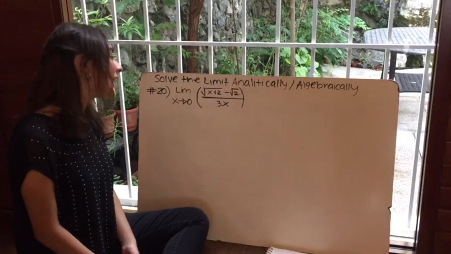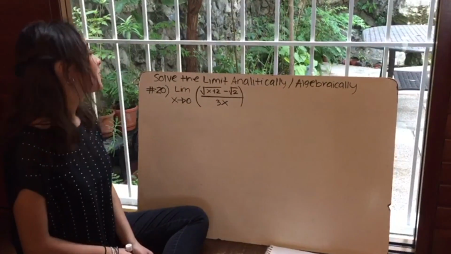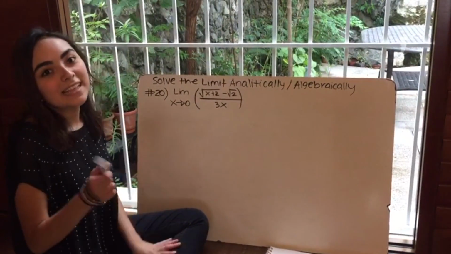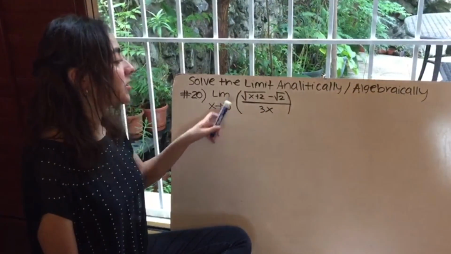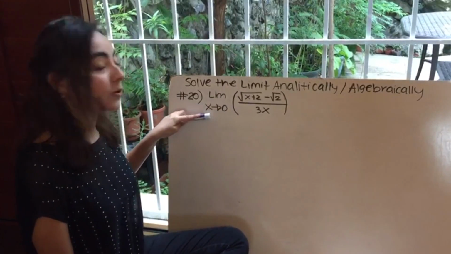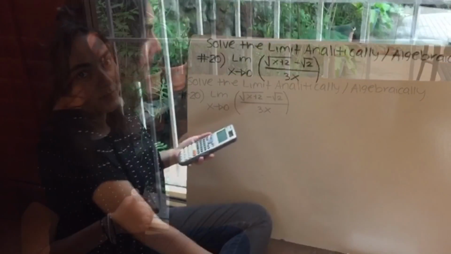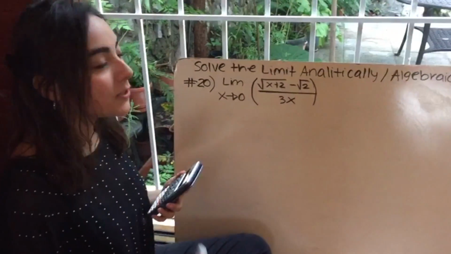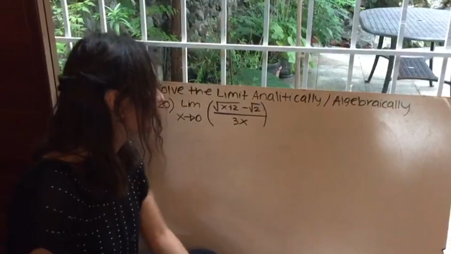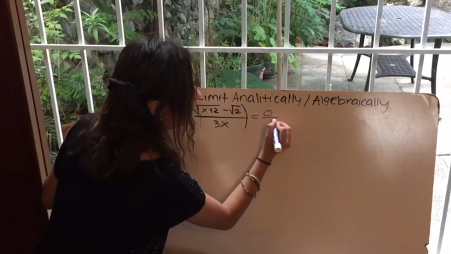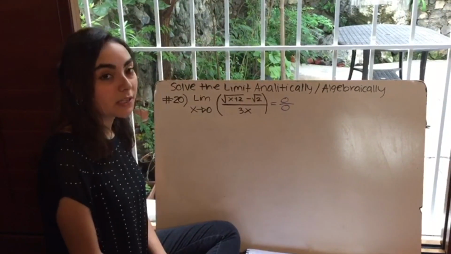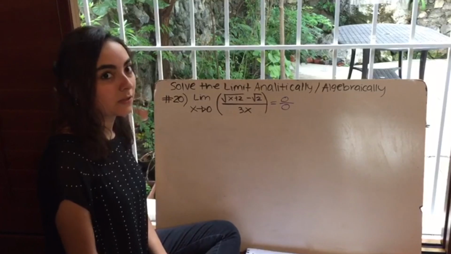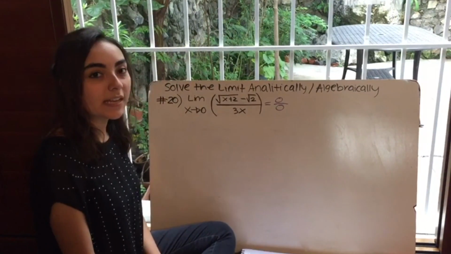Welcome! Open your lab to problem number 20 to solve the limit analytically / algebraically. In this type of problem, we need to first substitute the x with the limit that it shows here to see what it equals to. In this problem, when we substitute the x, it equals 0 over 0. When the answer is 0 over 0, you can either factor, rationalize, cancel, or substitute. In this case, we're going to rationalize by the conjugate.